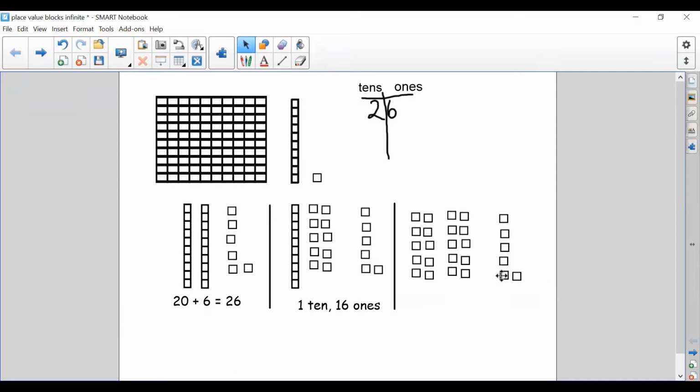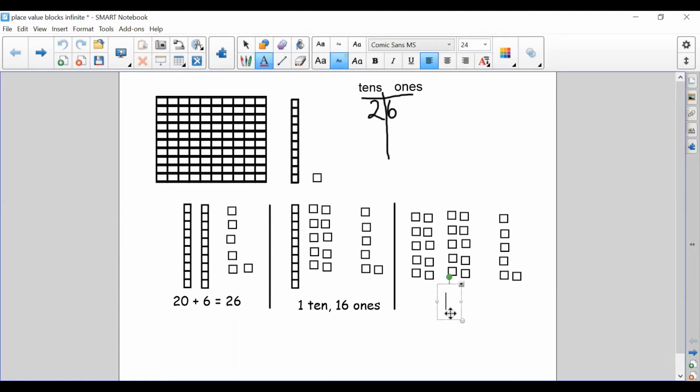And here we go. So we don't have any more 10s, do we? Do you see any 10 rods in this third example of 26? No, but we know this is a group of 10, and this is a group of 10, and this is 6. So we have 10, 20, 26. We still have 26, but this time we do not have any 10s. We only have 26 ones.